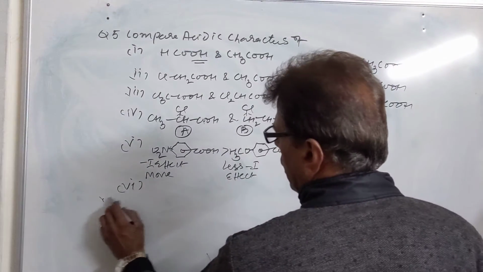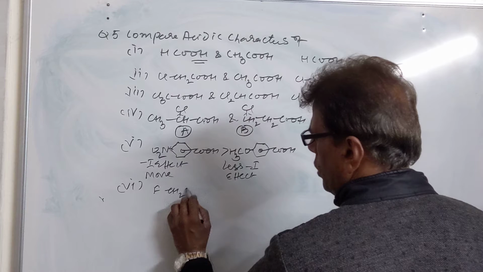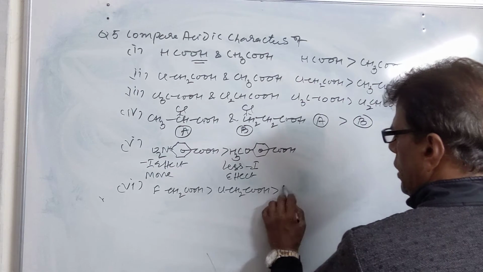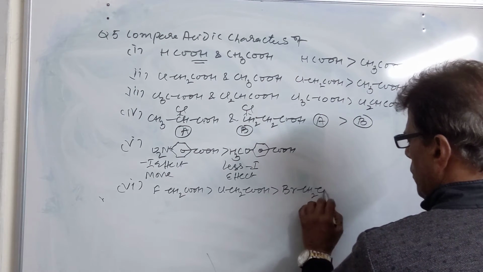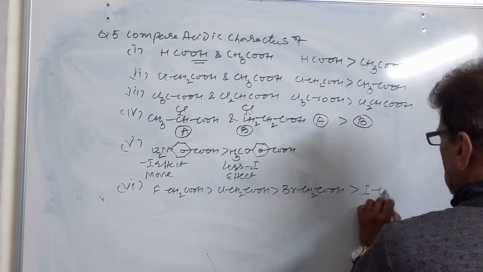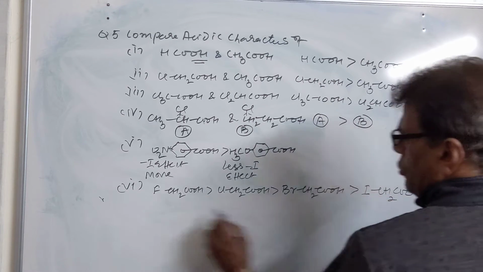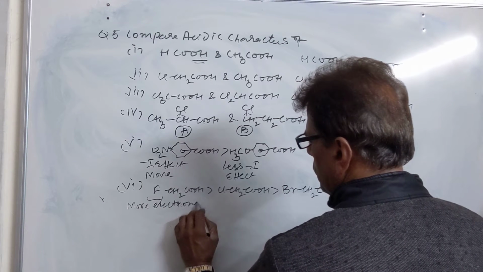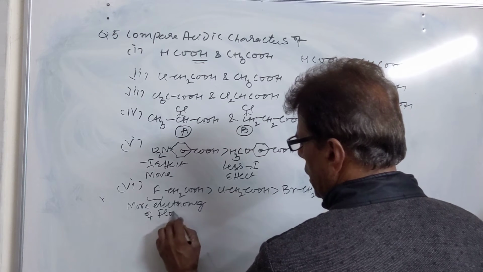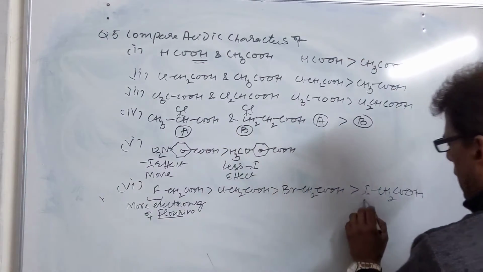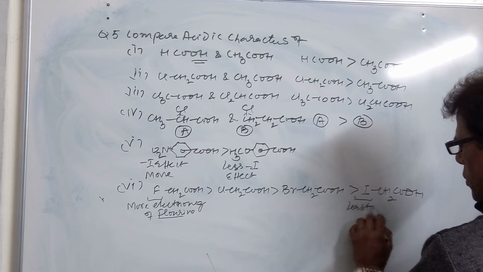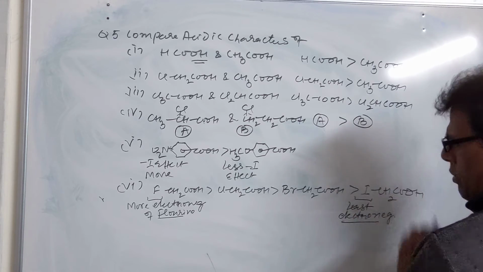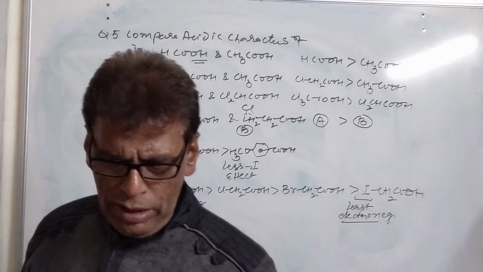Similarly, we have another order of acidic character. Fluoroacetic acid is stronger than chloroacetic acid, which is stronger than bromoacetic acid, which is stronger than iodoacetic acid. It is due to the higher electronegativity of fluorine. It will release proton more easily, and iodine is least electronegative, so it will release proton with very great difficulty. That's why it is the weakest among all the halogen acids.